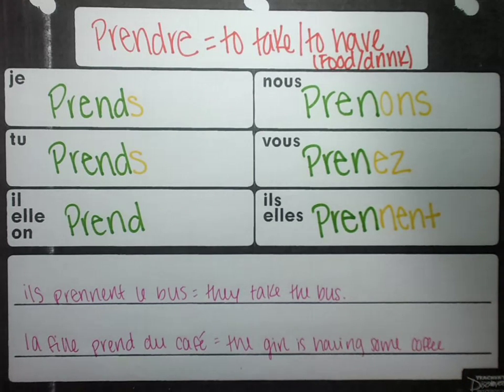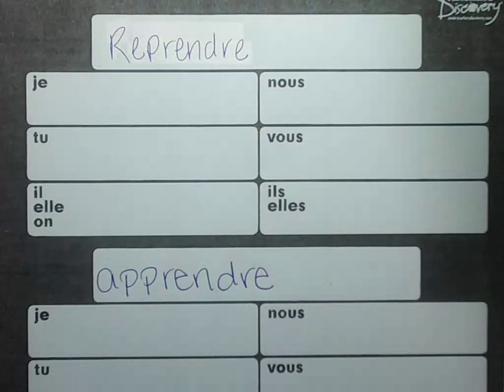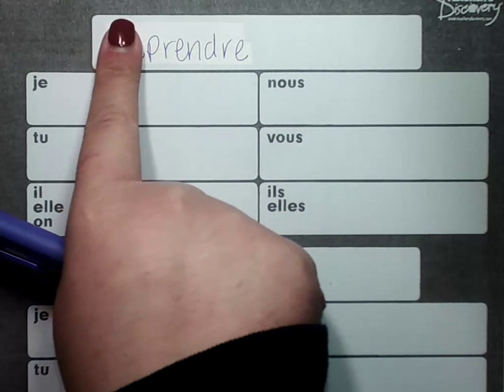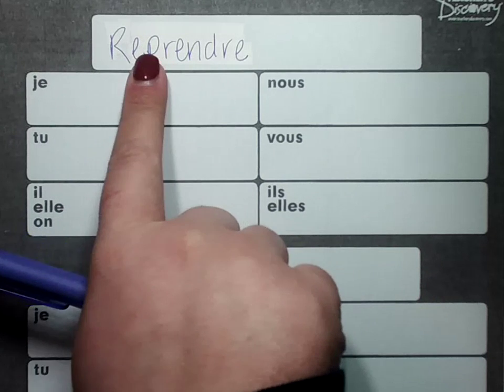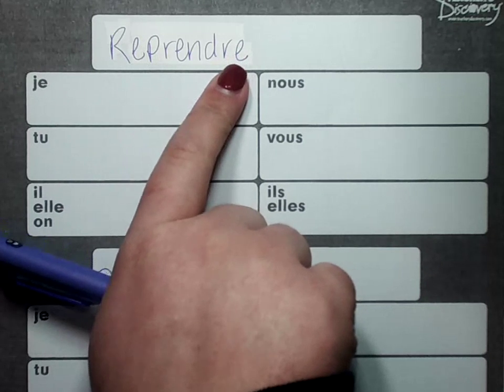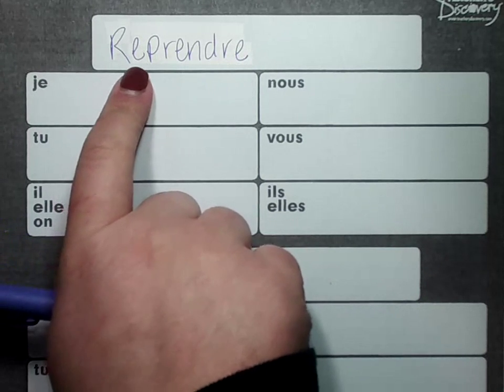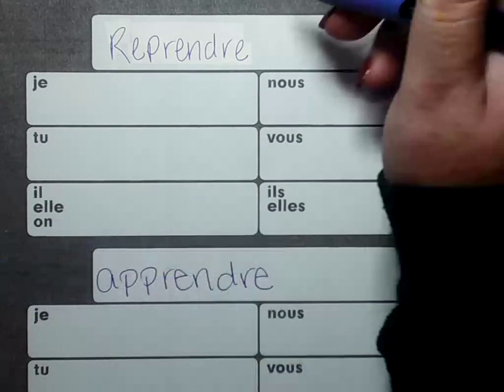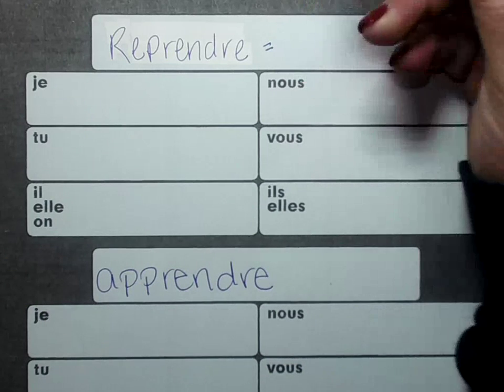All right, so let's talk about verbs that are similar to prendre. All right, so I switched my paper around. The first verb that we're going to talk about is the verb reprendre, up at the very top here, reprendre. So if I take away this re and I just have prendre, it means to take or to have with foods or drinks. And so I put re in front of it. It does just like what it does in English. It means re. So reprendre just means to retake or to have again.